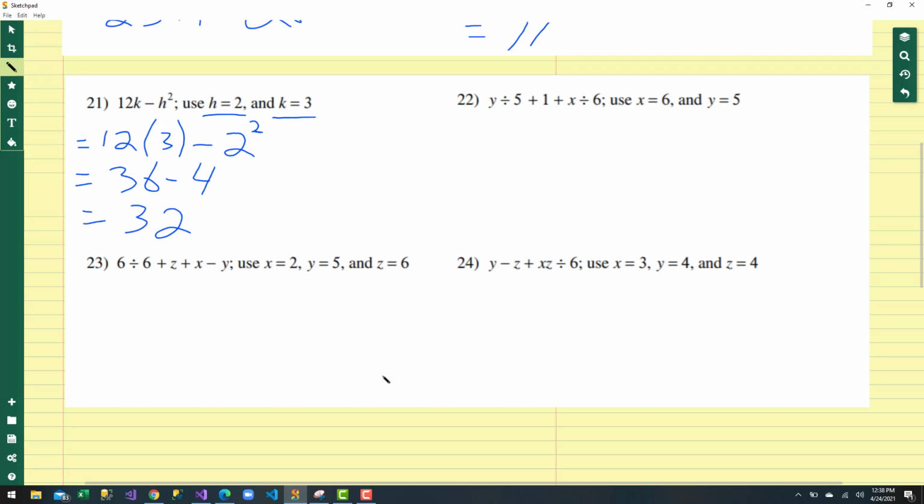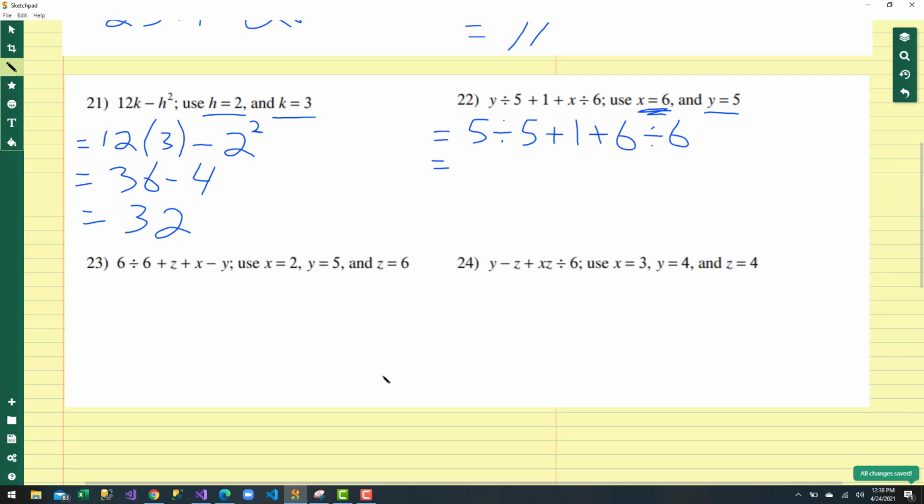Okay, so let's look at number 22. Replace y with 5, x with 6. So let's start. Y is equal to 5, so I have 5 divided by 5 plus 1. I copy the rest of it. Plus x, I replace with 6 here. Okay, so that's 6 divided by 6. All right, be careful and apply PEMDAS.